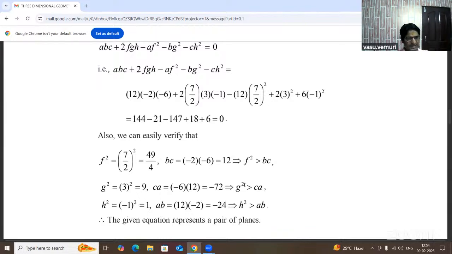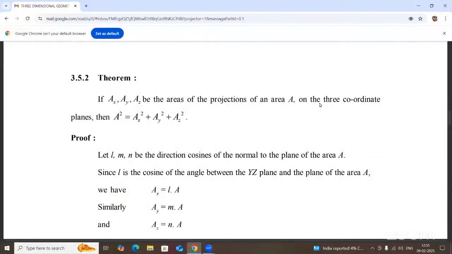And similarly, the g square value and the ca value are also there. Both values are observed: 9 is greater than minus 72. So g square is greater than ca, and h square is greater than ab on the 3 coordinate planes.